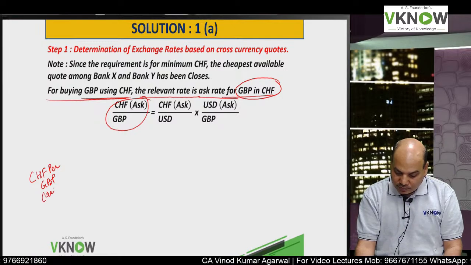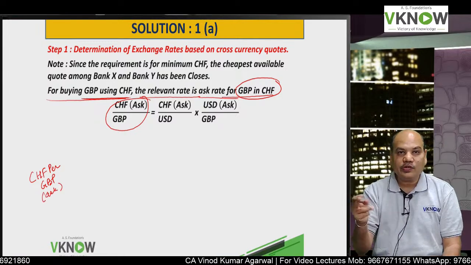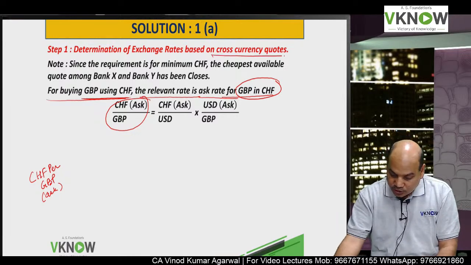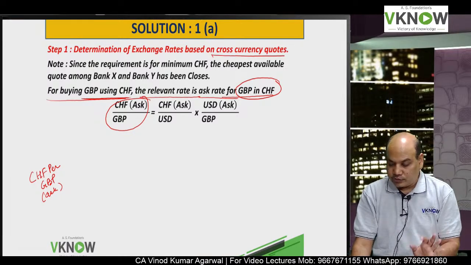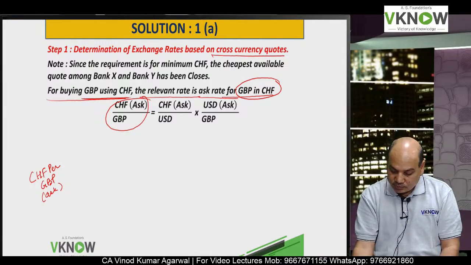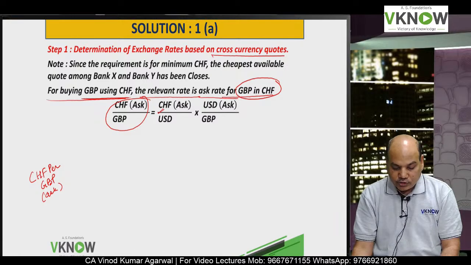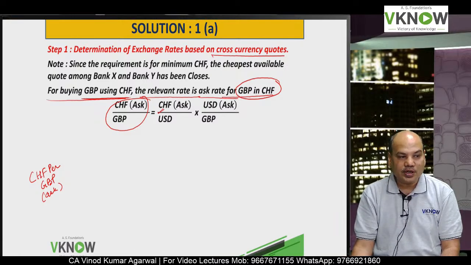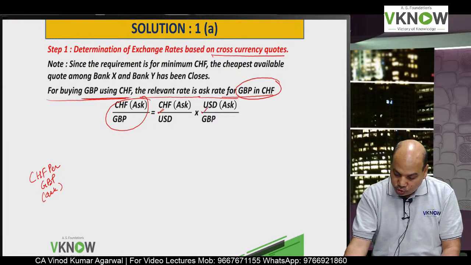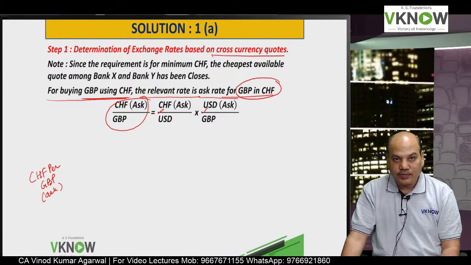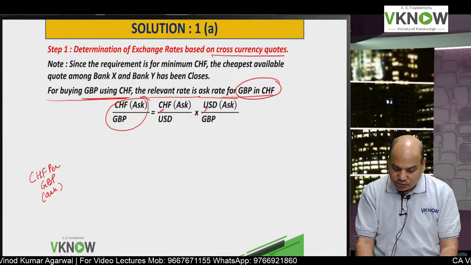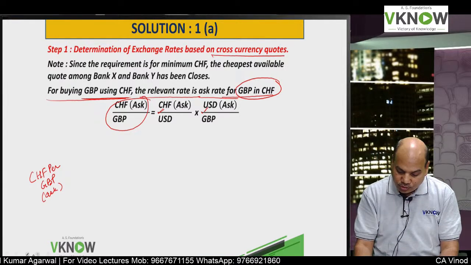Now let us apply the cross rate rule. I have written it also here. So I need to find CHF per GBP. I will first take CHF per USD ask rate into USD per GBP ask rate. This is called the cross rate rule.